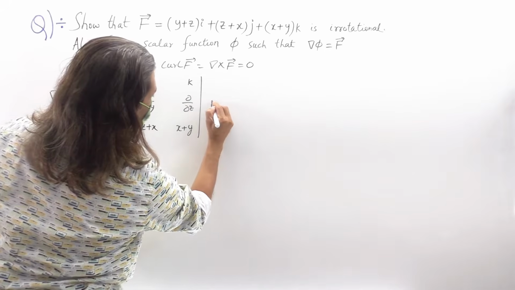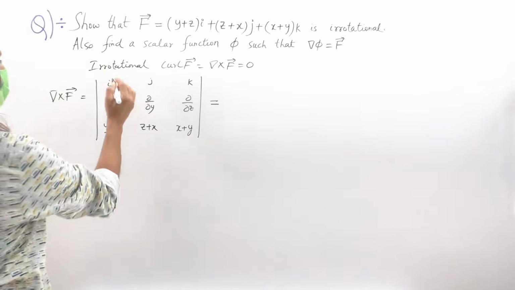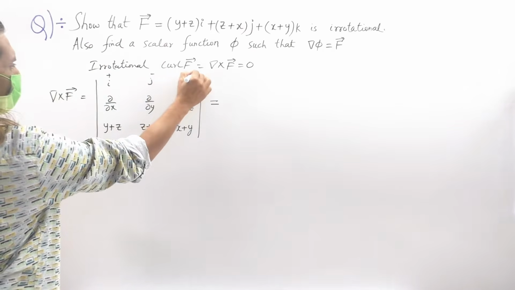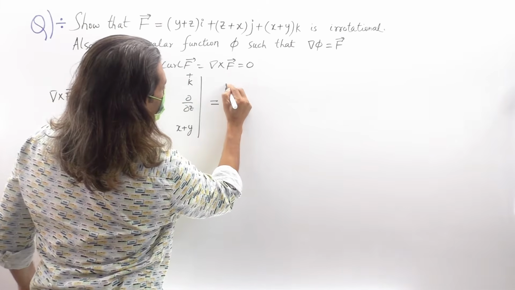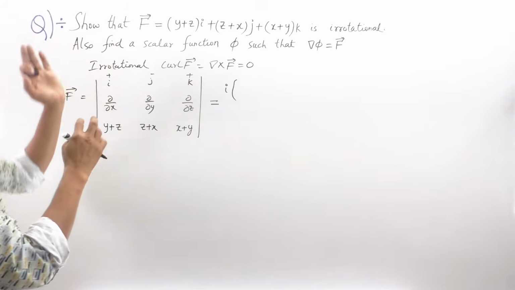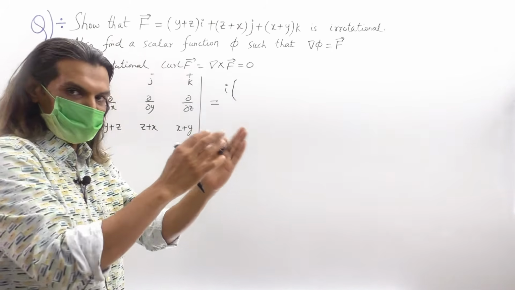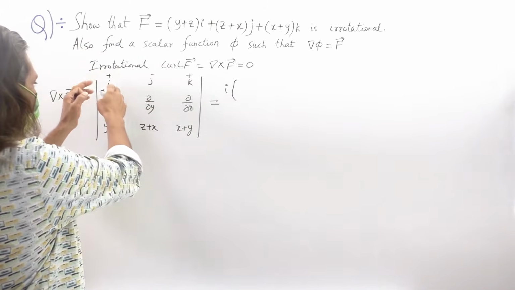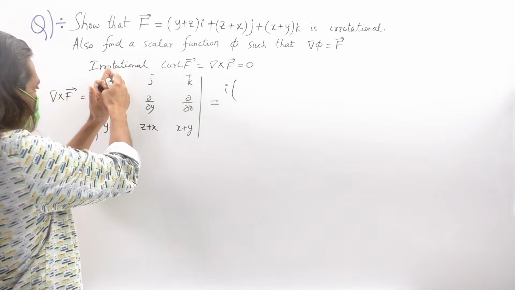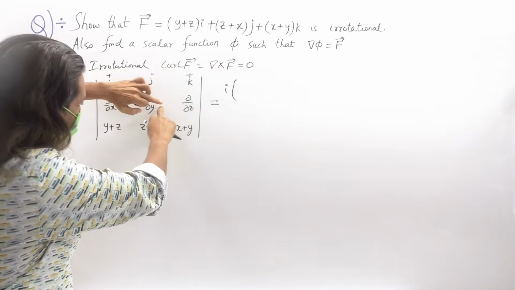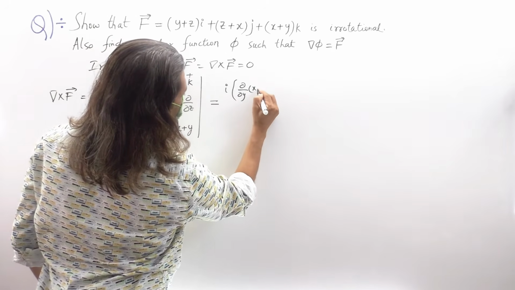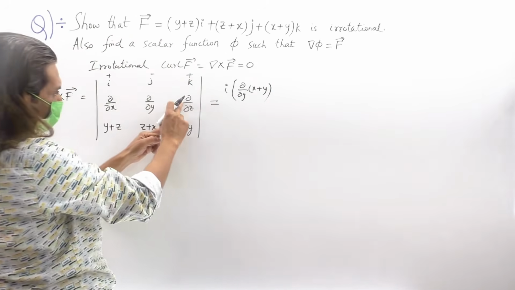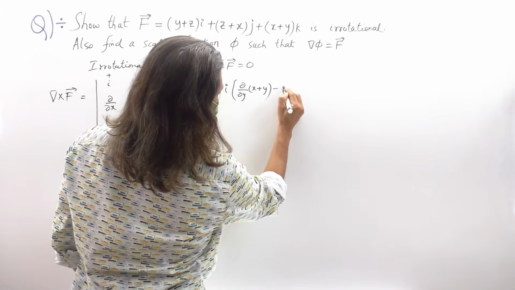Fine. Now, I will solve it here only. Let us solve the determinant, with signs plus, minus, plus, as you all know. First always i into, and what is the process here? I will show you once again. It is very easy. When I take this i with plus sign, leave this column, leave this row. So, dou by dou y of x plus y, minus dou by dou z of z plus x.